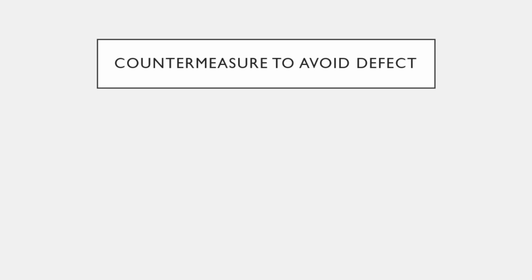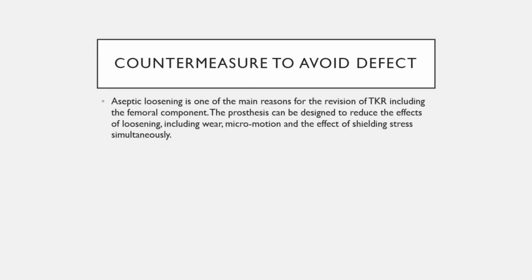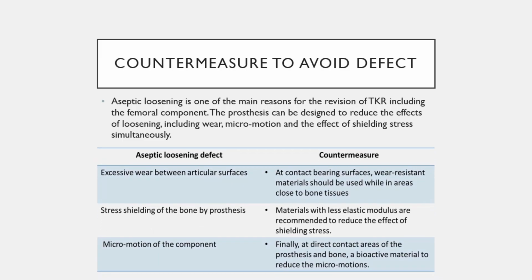The countermeasure to avoid defects is that the prosthesis or knee implant can be designed to reduce the effect of loosening, including wear, micromotion, and the effect of stress shielding. The countermeasure to reduce wear is to add a contact bearing surface, where wear resistant material should be used in areas close to bone tissue. Materials with less elastic modulus are recommended to reduce the effect of stress shielding. Finally, at direct contact areas of the prosthesis and bone, a bioactive material is suggested to reduce micromotion.